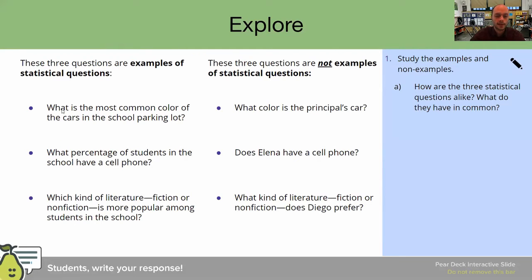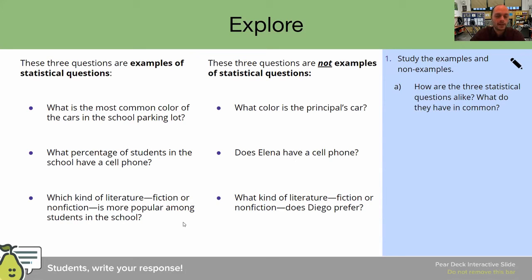All right, welcome back. The second question reads, what percentage of students in the school have a cell phone? The third question reads, which kind of literature, fiction or nonfiction, is most popular among students in the school? All right, please take a minute and pause and ask yourself, do you notice any similarities amongst those questions? Possibly, do you notice any differences?